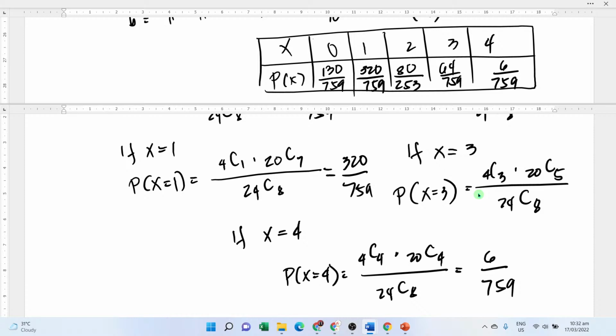This one, 64 over 759. This one, 4 combination 4 times 20 combination 4 over 24 combination 8. In my calculator, it's only 5 over 759. Tama ba? Isa pa, just to make sure, no?